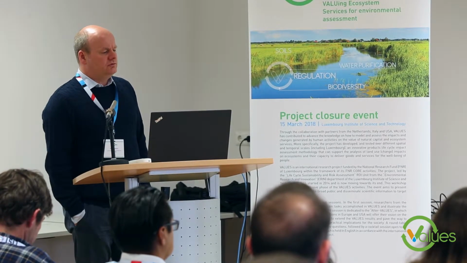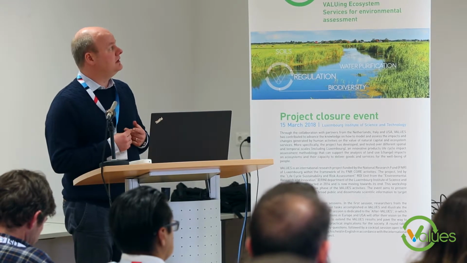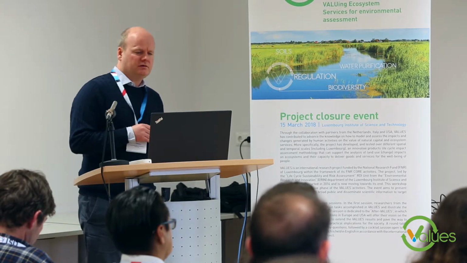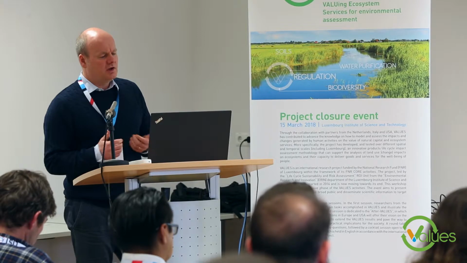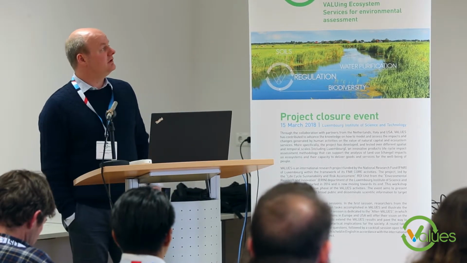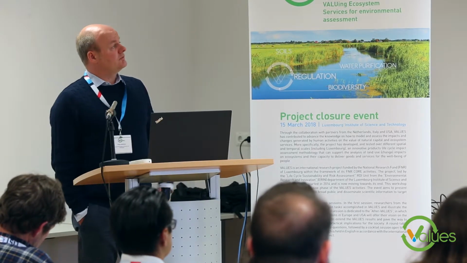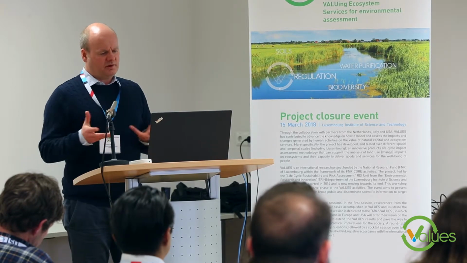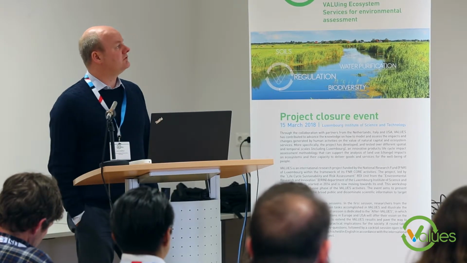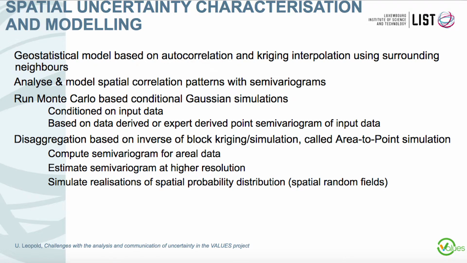So when it comes now to spatial uncertainty characterization and its modeling, what we have been developing here is mainly based on a geostatistical approach. It's a spatial statistical approach looking into spatial correlation patterns called autocorrelation, and there's one famous algorithm called Kriging, which is often used for interpolation, and it uses the neighboring information to predict a value at unknown locations, depending on the correlation over distance.